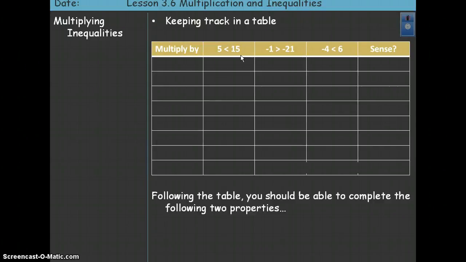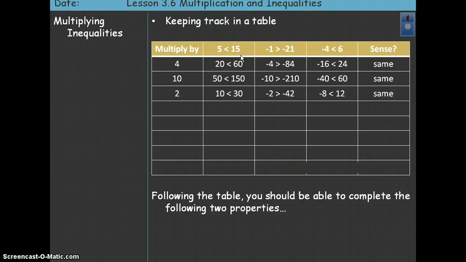So let's just try another example. If the original inequalities are multiplied by a 4, go ahead and take a moment to do that. It appears that the sense of the inequality remains the same. Let's try multiplying by a 10. Again, the sense remains the same. What if we try multiplying by a 2? In this case, if both sides of the inequality are multiplied by 2, the sense remains the same as well.